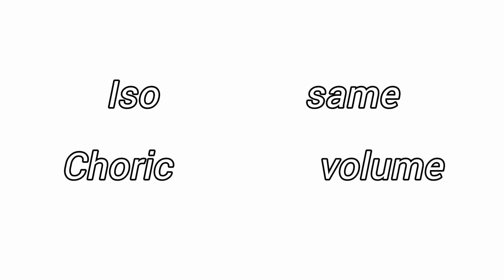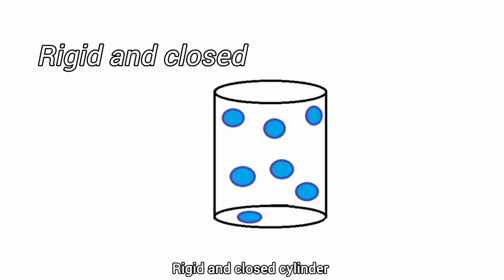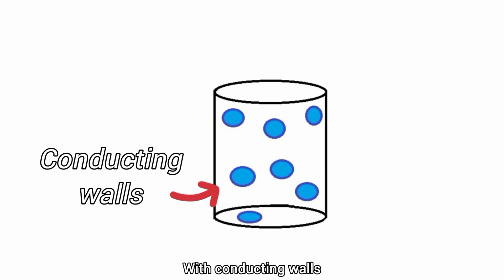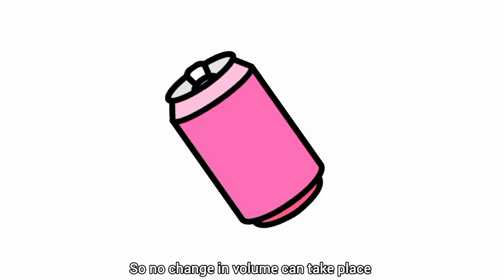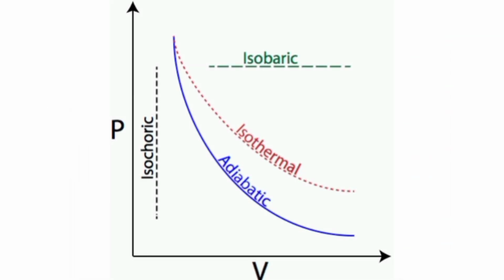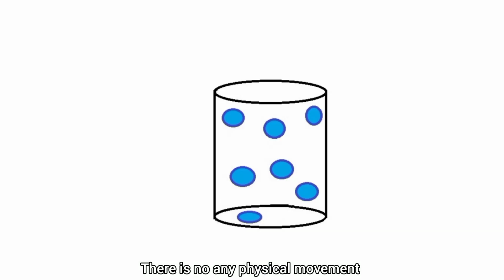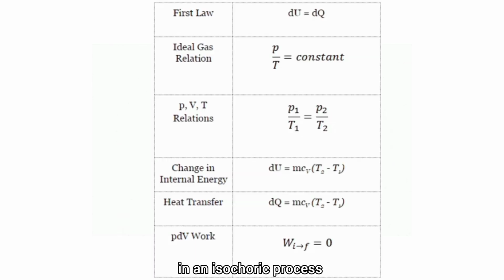Next one is the isochoric process. Similarly, iso means same and choric represents volume. So any process in which volume remains constant is known as an isochoric process. For example, let's take a rigid closed cylinder which has conducting walls. When you supply heat to this cylinder, its temperature and pressure both change, but this cylinder is fixed and rigid, and that's why no change in volume can occur. This type of process is known as an isochoric process. There is no physical movement of any part, and that's why no work can be obtained in an isochoric process.